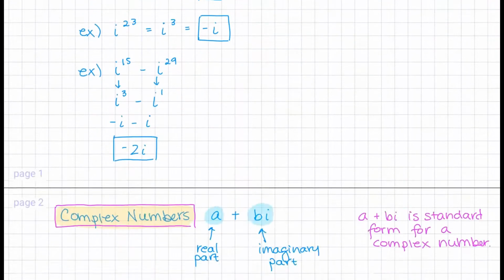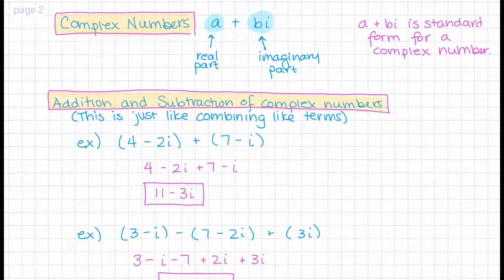So now the next operation. Oh, wait, sorry. Before we look at the next operation, let's just talk about complex numbers super quickly. So complex numbers are when you take a real and an imaginary number and put them together.